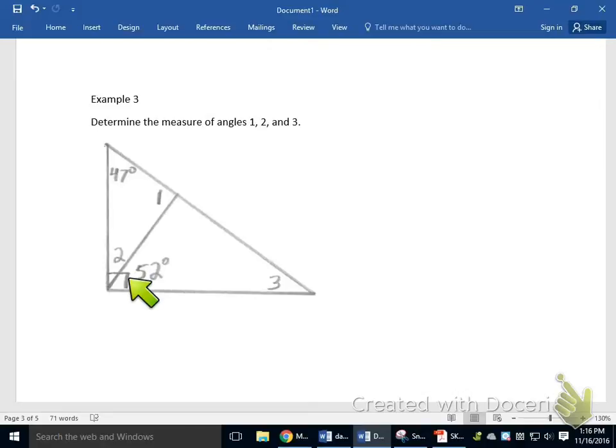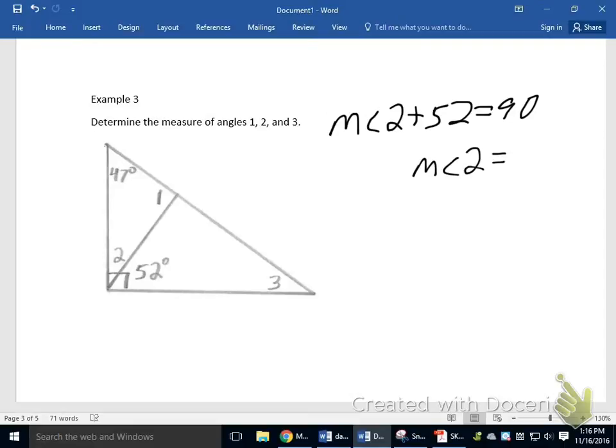If you notice this right angle mark, you'll know that the whole angle is 90 degrees. So using angle addition postulate, I know that the measure of angle 2 plus 52 is 90. Using angle addition postulate, I can take the 52 off of 90, which is probably what you did to begin with.